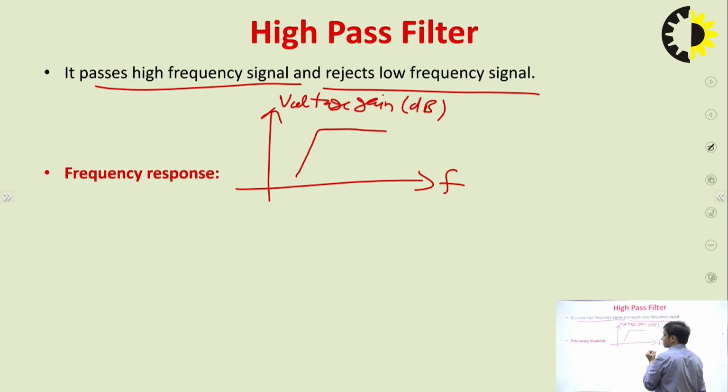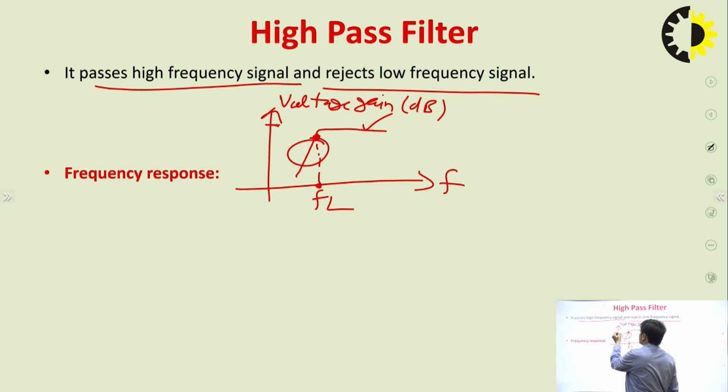Now you can see that the low frequency signals are getting attenuated and the high frequency signals are passed. Passing means we are getting the gain, and stopping means the signal is getting attenuated. Right? Again, there is a cutoff frequency of this high pass filter. Let's say this cutoff frequency is FL, and this cutoff frequency is also called the minus 3 dB frequency, corner frequency, or break frequency.